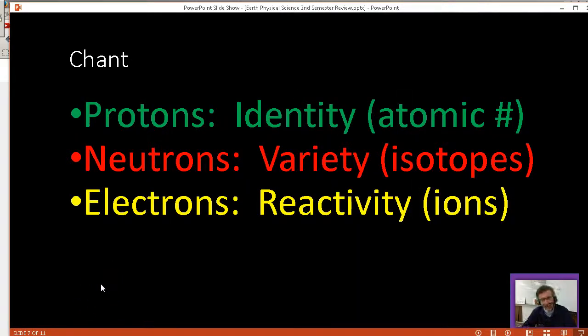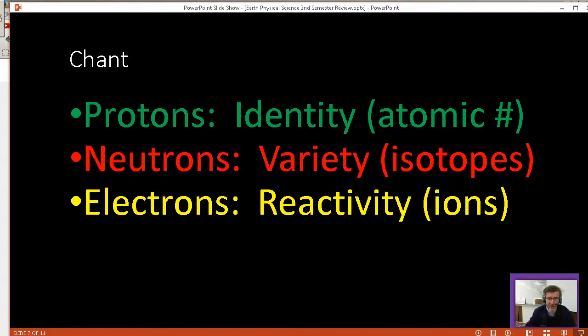Hey, let's just do a quick chant. Protons, identity. Neutrons, variety. Electrons, reactivity. Okay? Protons, identity. Who you are as an atom. Your atomic number is how many protons you have. Neutrons, variety. Various flavors, or isotopes, of atoms have the same number of protons but different numbers of neutrons. That means they weigh differently. They have different masses, but they are still hydrogen, let's say, or boron, because they have the same number of protons. But neutrons make some variety, okay?